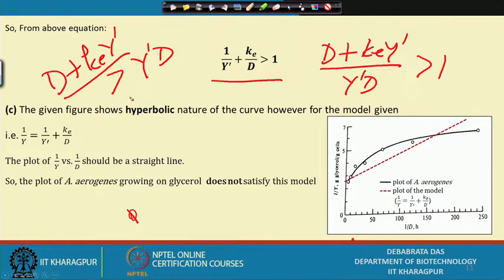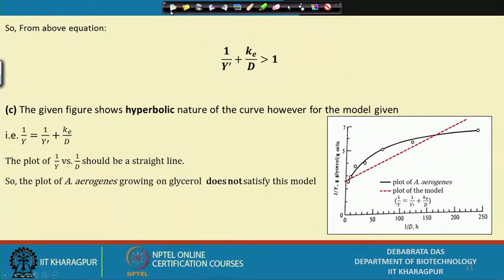So, this kind of correlation holds good. We can have this kind of correlation between D, k_e and Y', or you can divide by Y', then bring this one term to this side and make things a little bit simpler. So, this is how we can find out the correlation between Y', k_e and D.